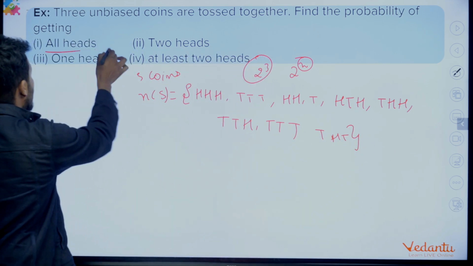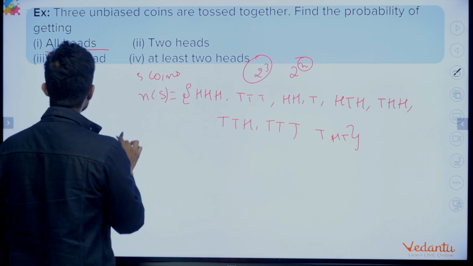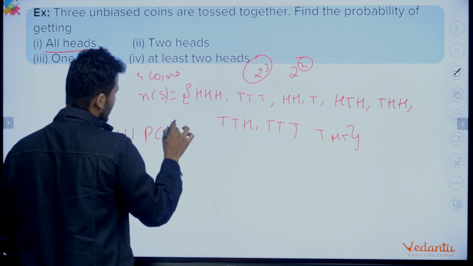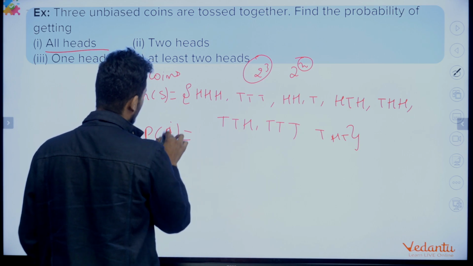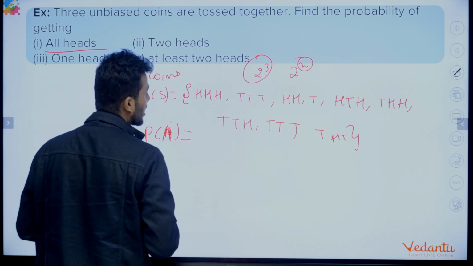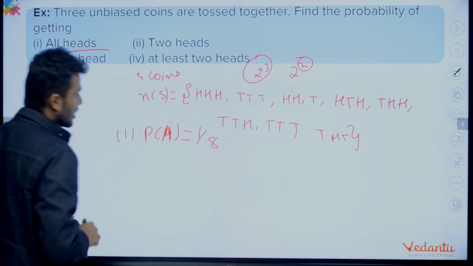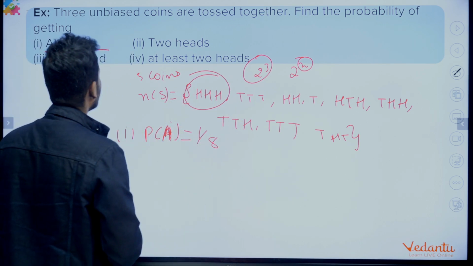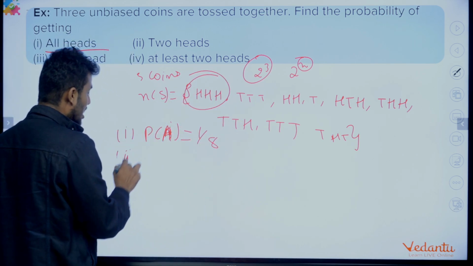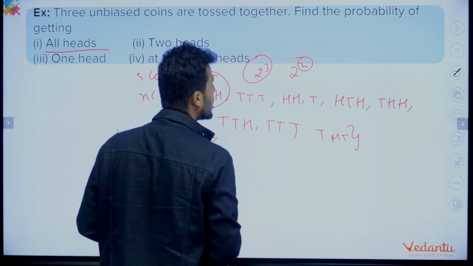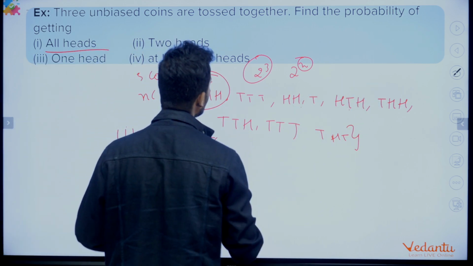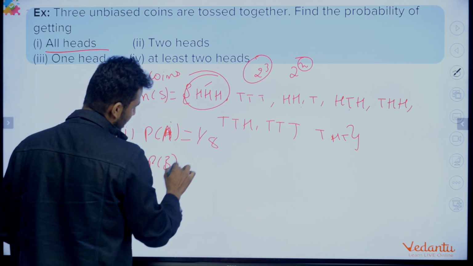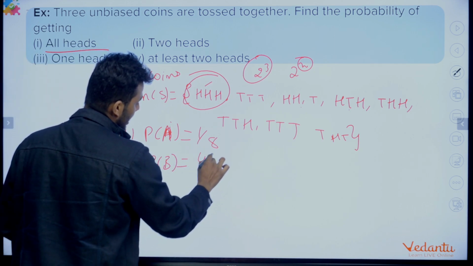Okay, first one, all heads. It's nothing but P of all heads, which is given by P of A. What is the P of A value? Only 1 by 8, since the number of favourable outcomes is only 1. Second one, 2 heads. Here 2 heads occurs in 1, 2, 3, 4, yes, 4 outcomes only, right? Then the probability of the event P of B becomes 4 by 8.